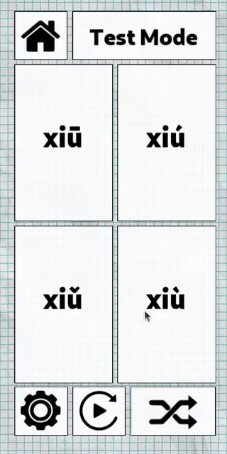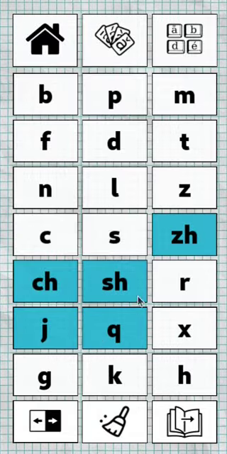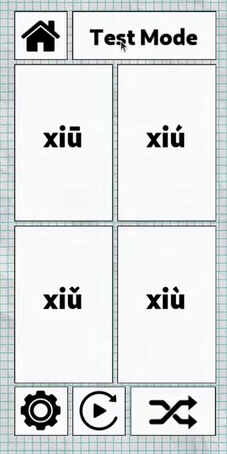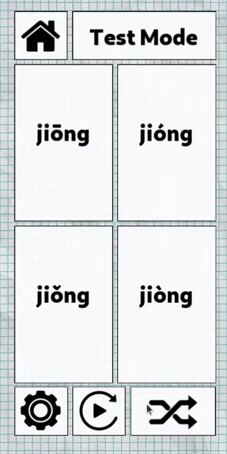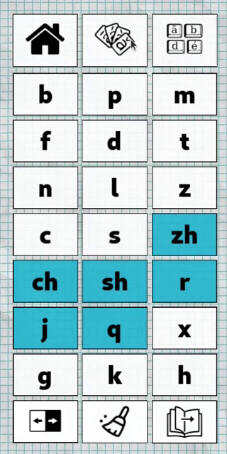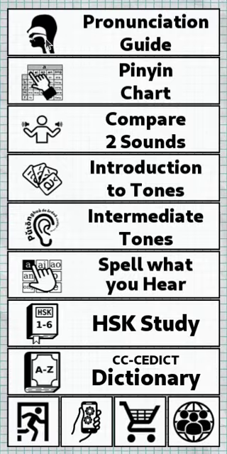Let's say that you want to focus on 2 specific sounds or any number of specific sounds. Let's just say it's these 3 and then these 3. Then we go back. From this settings button, you can either go to the spell what you hear, or you can go back to your tone test. And you will notice that it is those ones that we selected in our settings that we're now being tested on. So you are able to customize your own tone test.